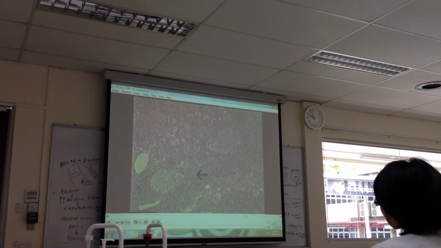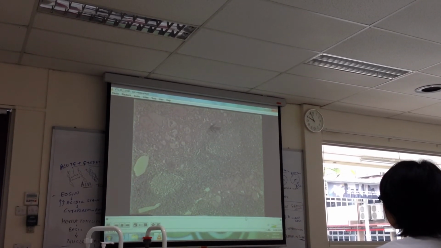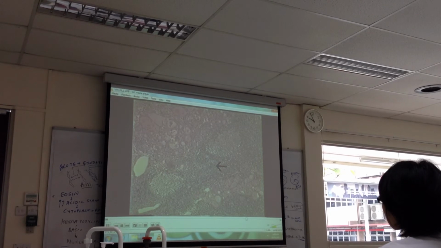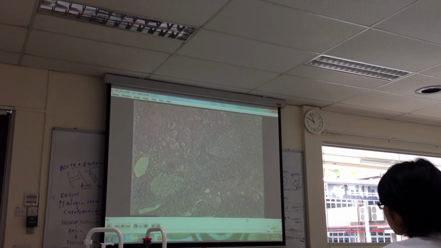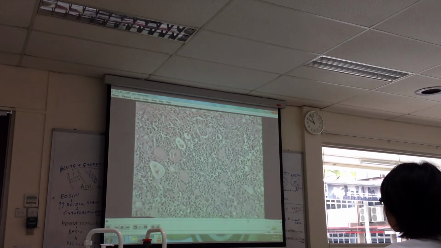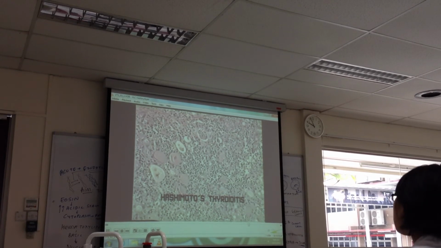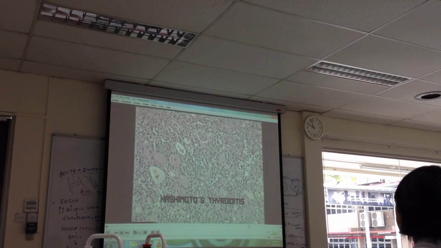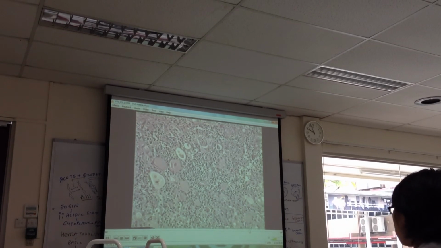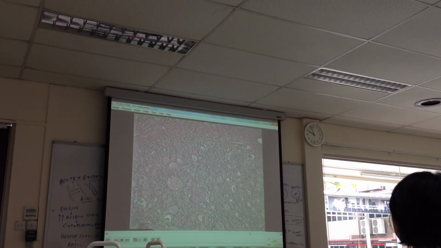Note the lymphoid follicles, each with a pale germinal centre. Lymphoid follicles may form when inflammation is intense. This is Hashimoto's thyroiditis, which is an autoimmune disease. Plasma cells manufacture antibodies to thyroglobulin, and the chronic inflammation destroys the thyroid gland, so the patient becomes hypothyroid.